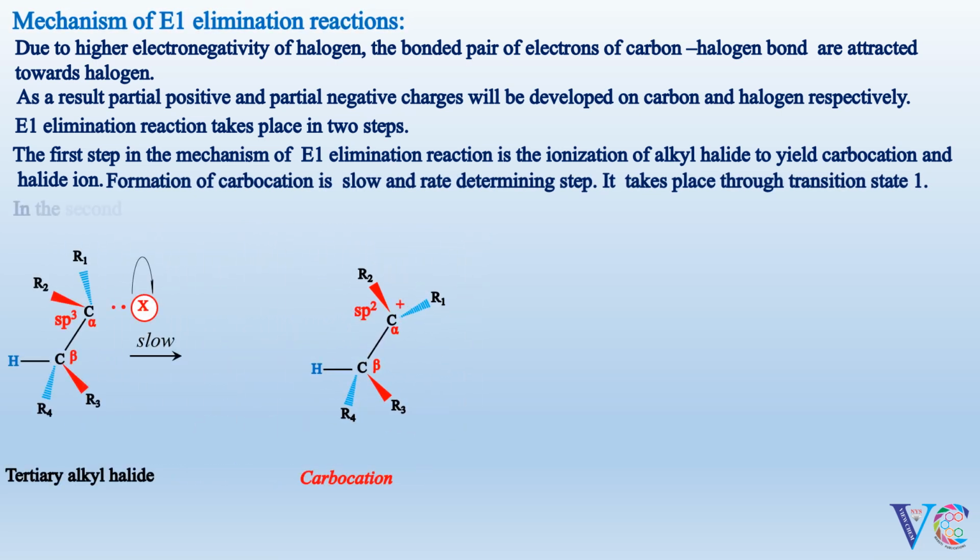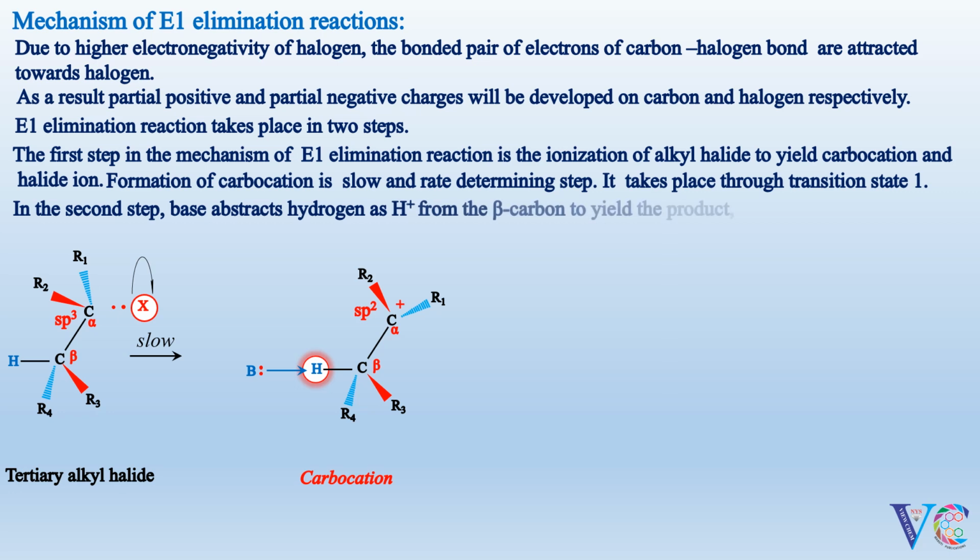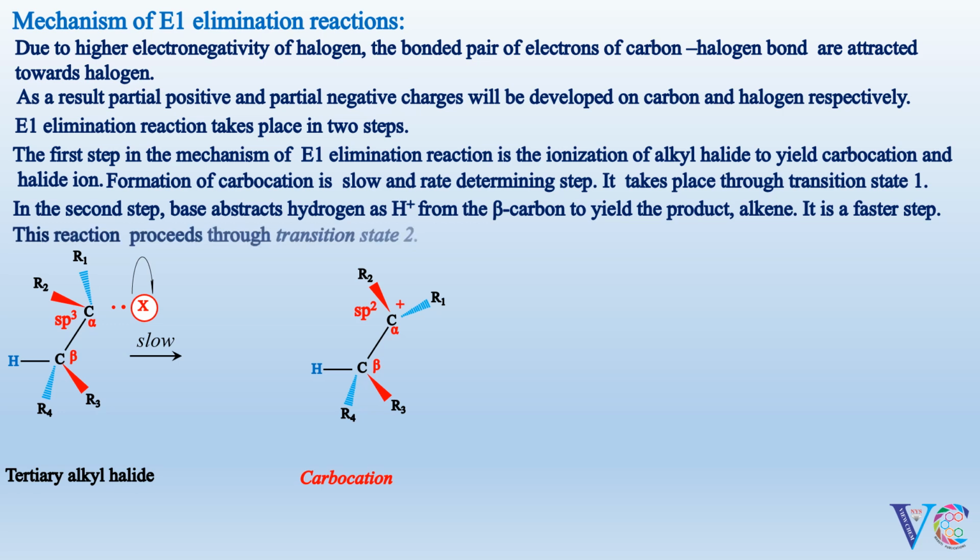In the second step, base abstracts hydrogen as H+ ion from the beta carbon to yield the product, alkene. It is a faster step. This reaction proceeds through transition state 2.